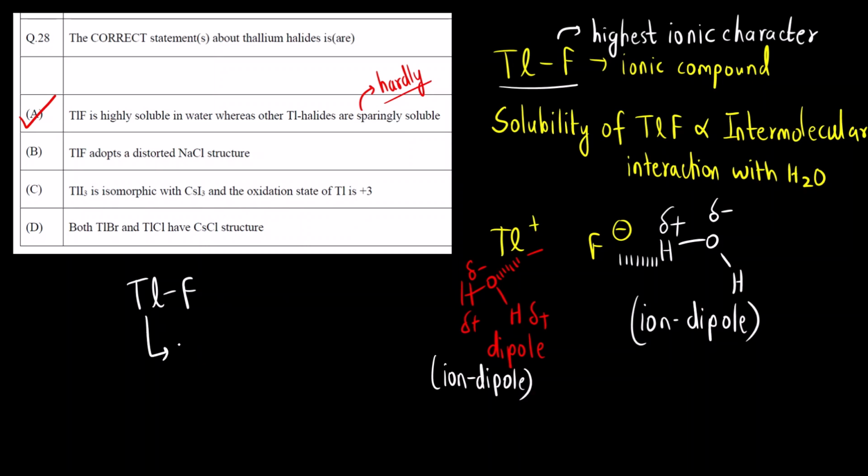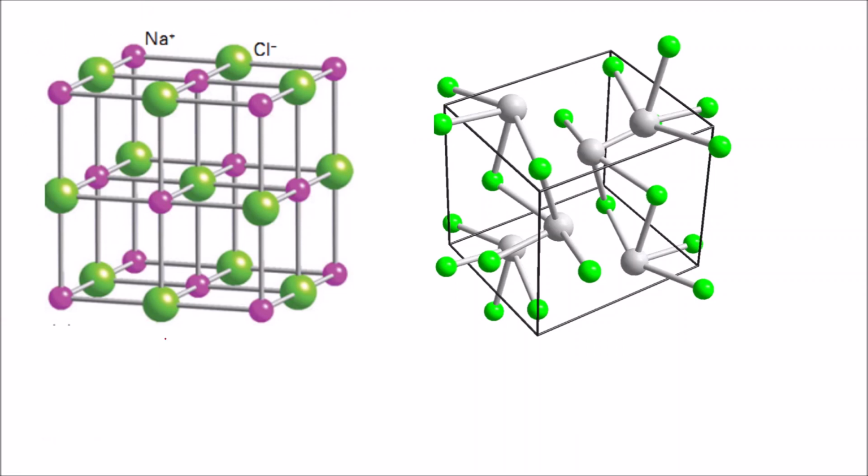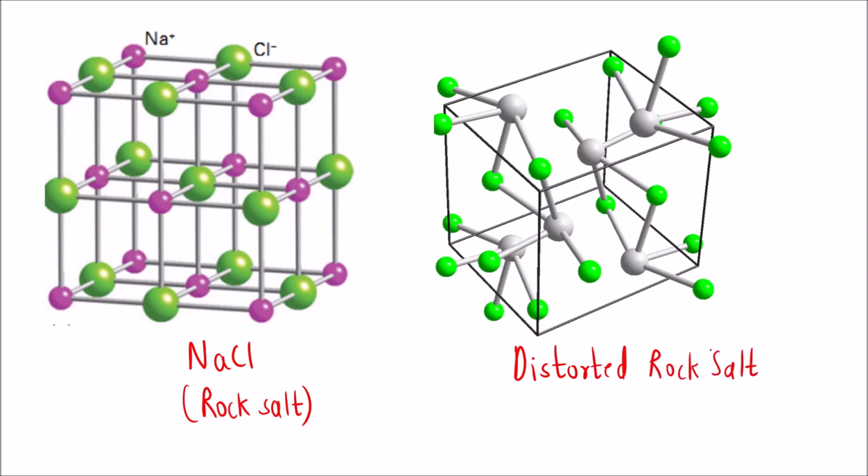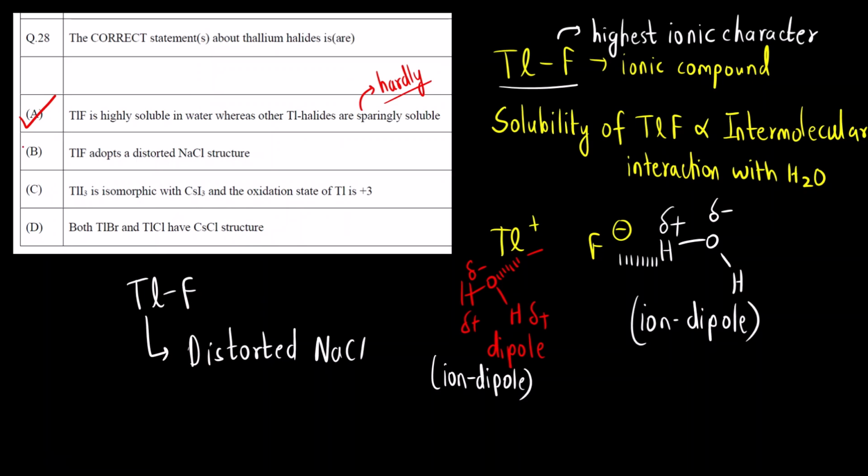Now if you talk about the structure of thallium fluoride, it is a distorted NaCl structure. It looks something like this. The first structure is the NaCl structure, also called the rock salt structure. If you compare, the second structure is called the distorted rock salt structure. What is the meaning of distorted? It is not proper. Here you can see a proper crystal lattice is formed. Here the big sphere is thallium, and the green one is fluorine. This is not exactly the same as the rock salt structure, that is why it is called distorted rock salt structure. So the second statement is also correct.